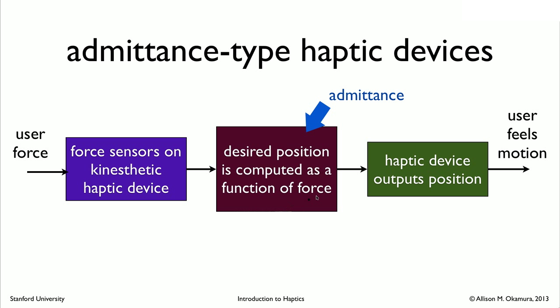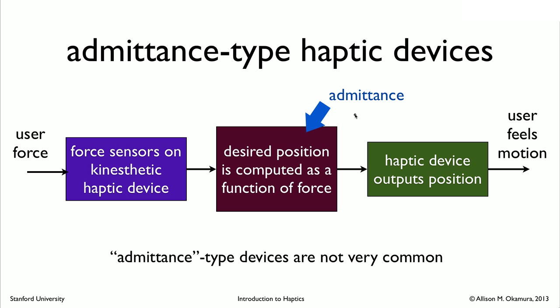This block in the middle is the admittance that's referred to when we talk about admittance-type haptic devices. And as we talked about with impedance, with admittance, we also have a function where the position is going to be some function of force. And again, this position may be velocity or acceleration, any derivative of the position or motion. And that is what is described by admittance when we refer to admittance-type haptic devices.